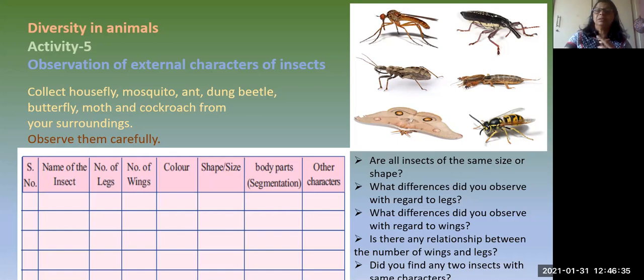That is a specific point. If they have two pairs of wings, what about the legs? How many pairs of legs are present? There is a connection. Okay, go through all these things. When you go through these insects, you can understand it. And did you find any two insects with the same characters? Exactly. If you take two insects, you can see some characters are similar. Okay, so which insects are similar?